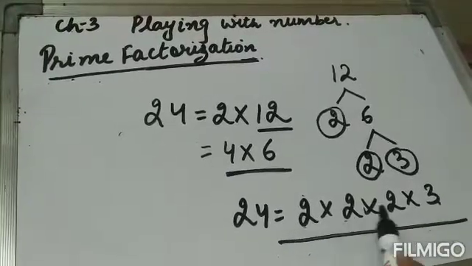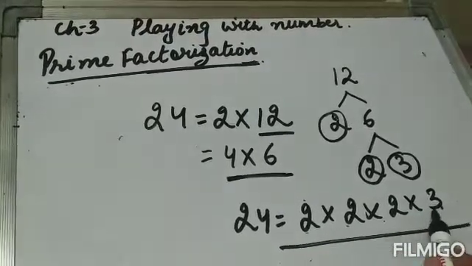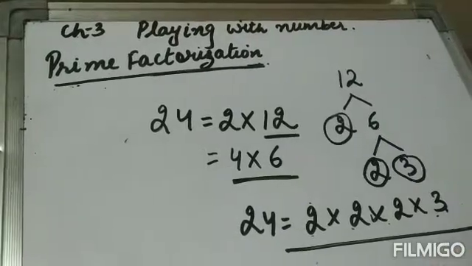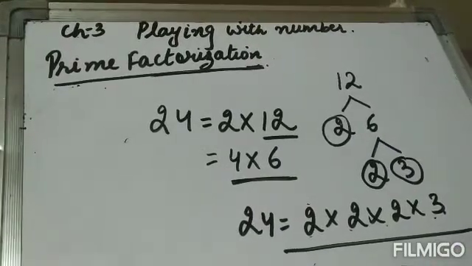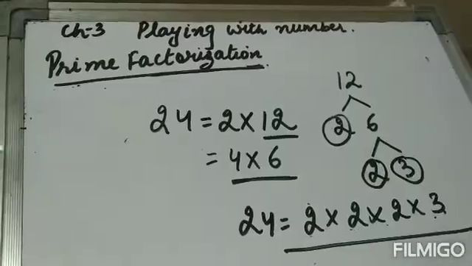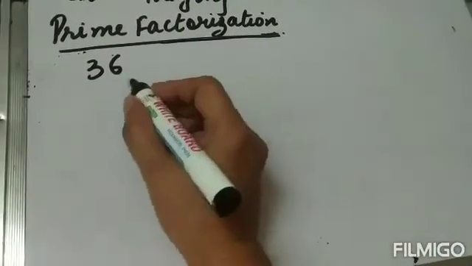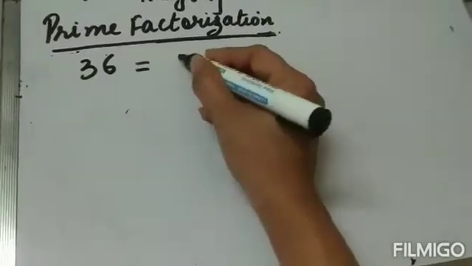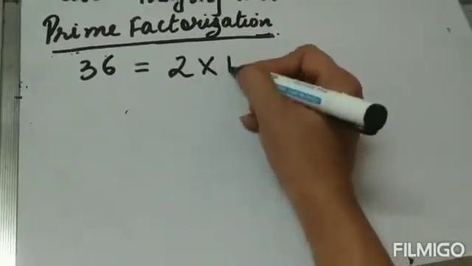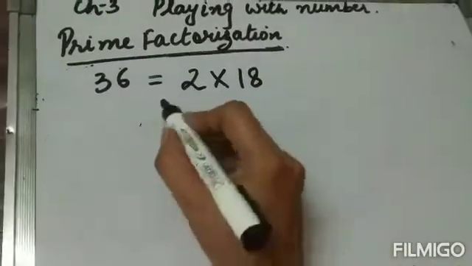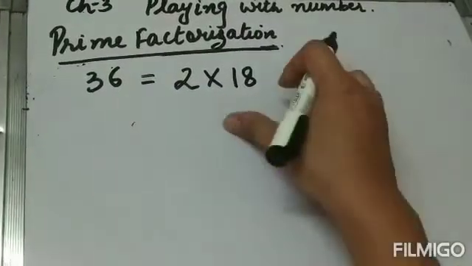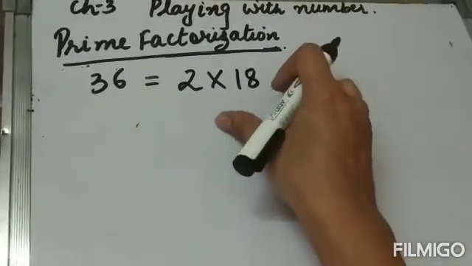2 twos are 4, 4 twos are 8, and 8 threes are 24. So this is the prime factorization of 24. I will explain one more example: prime factorization of 36. See, 36 can be written as 2 multiplied by 18, but 18 is not completely factorized here.